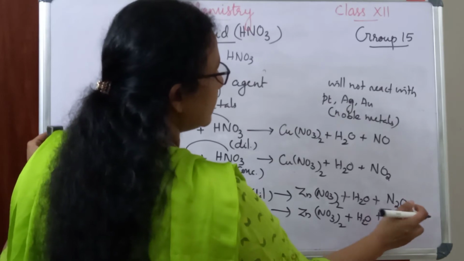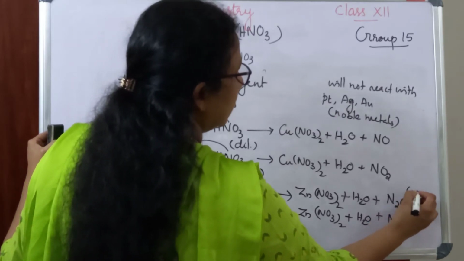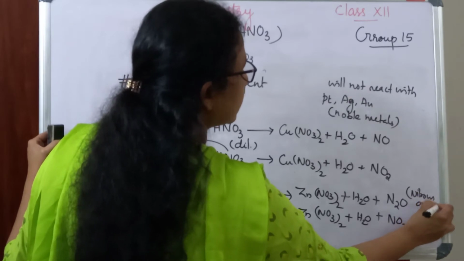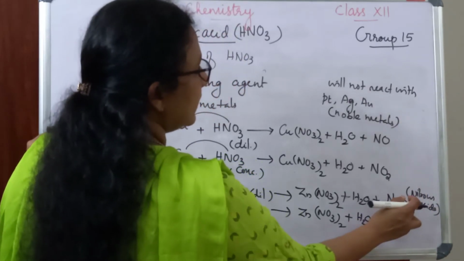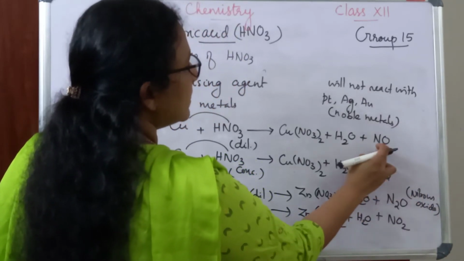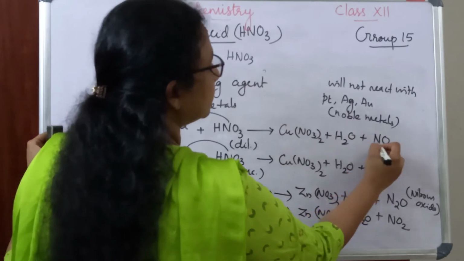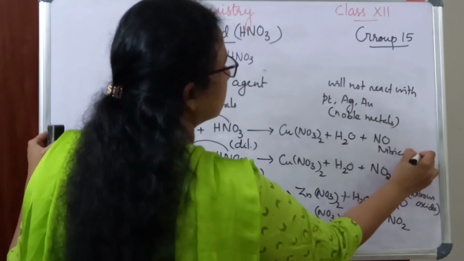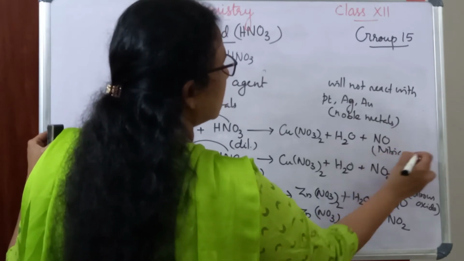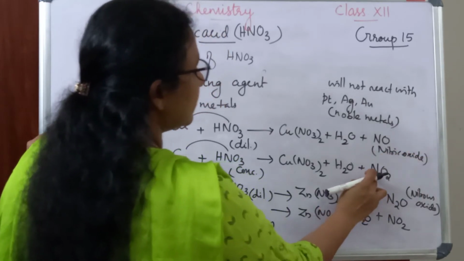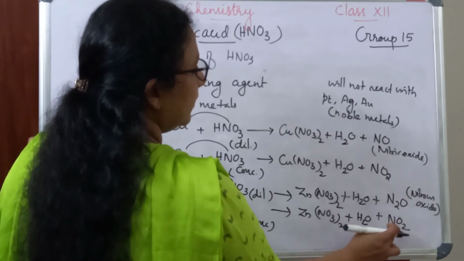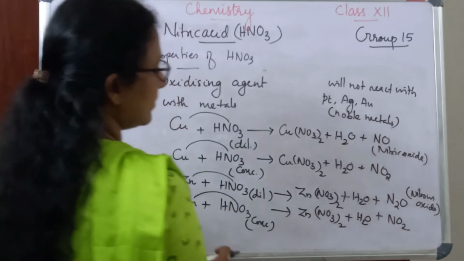N2O is nitrous oxide, also called laughing gas. So nitrous oxide is formed here. This is nitric oxide. This is nitrogen dioxide. This is nitrous oxide, N2O. This is again NO2, that is nitrogen dioxide.